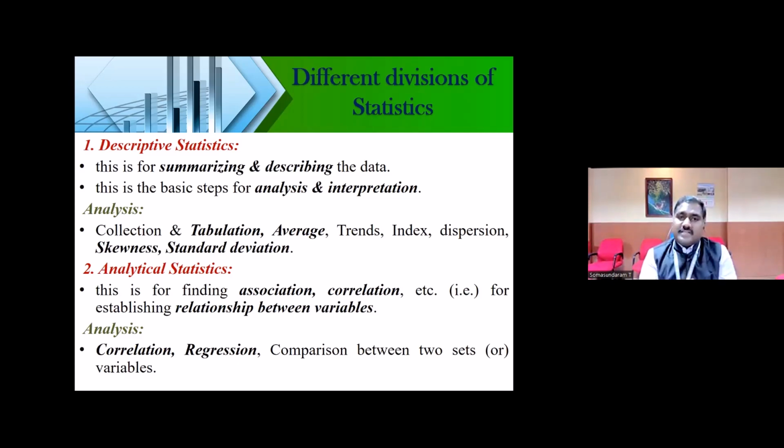Why do we need this statistics? Because, as I already told you, when we are dealing with a huge amount of data, we have to summarize it in a single table, and we have to write the interpretation in a short manner. We cannot write a long story. So we have to make it short, and we have to put the entire data, the entire demographic factors, into a single table. For that, descriptive statistics will be helpful. This is a basic statistic. It is summarizing and describing your data.